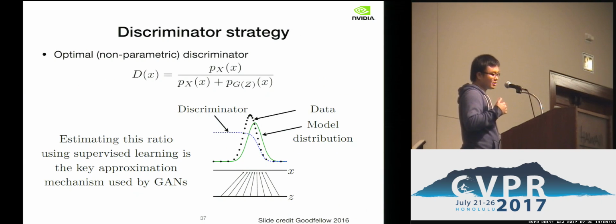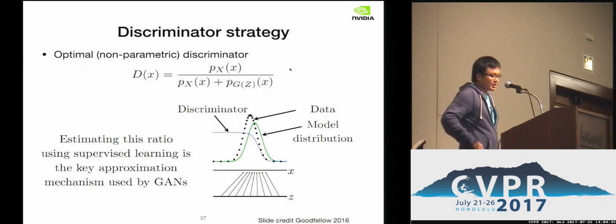So the discriminator tries to differentiate images from these two distributions, the model and the data. And we know the optimal discriminator is the Bayes discriminator. Basically, if you have access to the density function, you just compute this ratio, and you know which label to assign to this instance based on the Bayes decision rule.